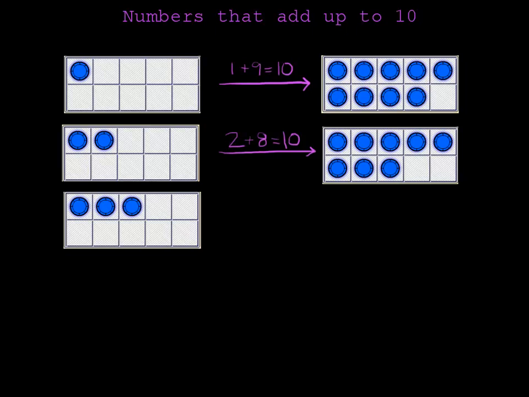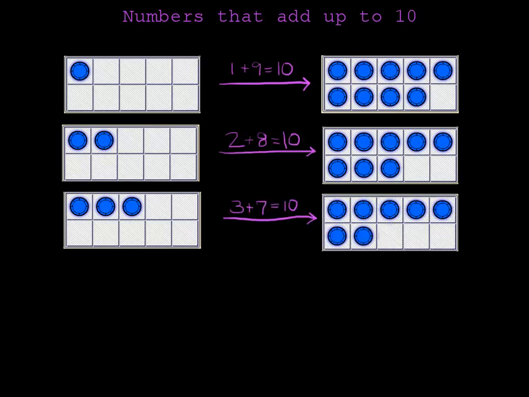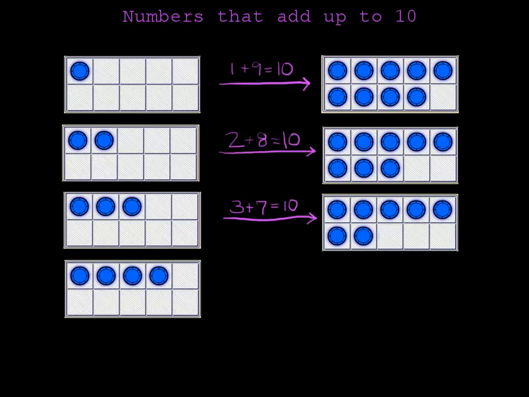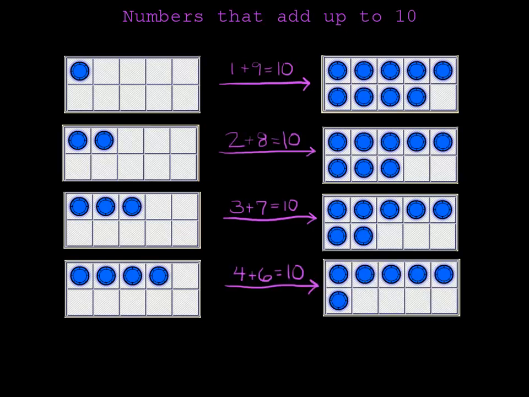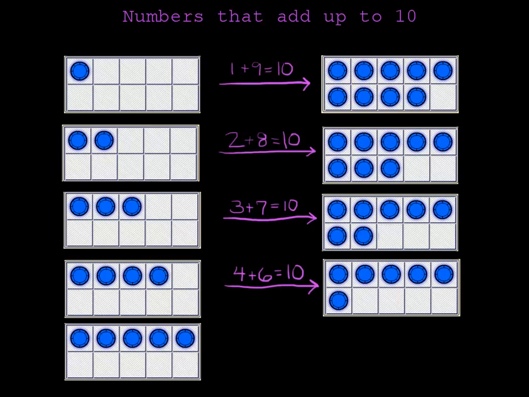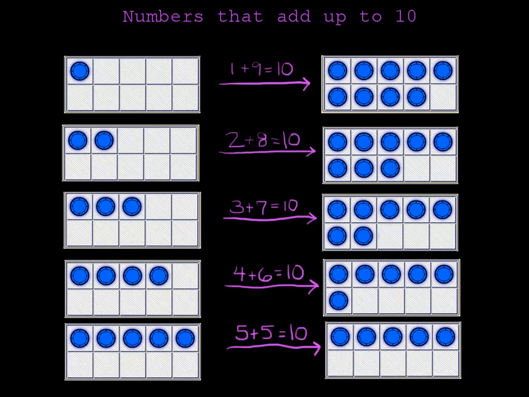3 has a complement of 7. 3 plus 7 makes 10, and 3 would fit here just perfectly. 4 has a complement of 6, and 5, of course, has a complement of 5.